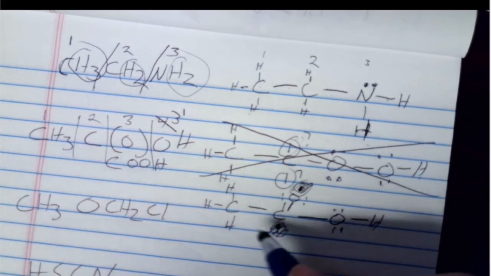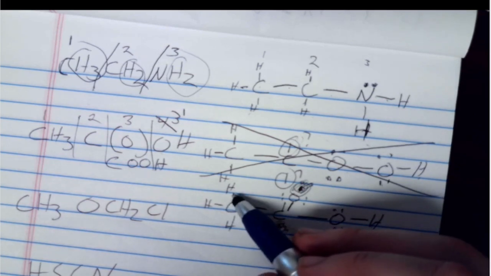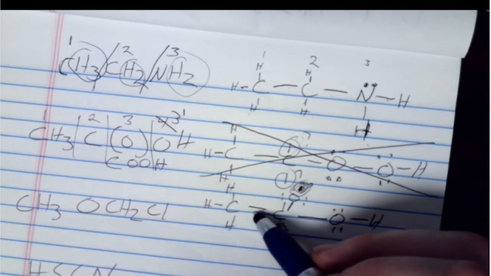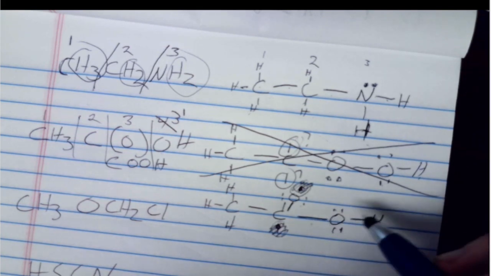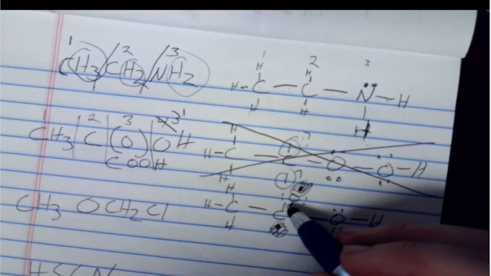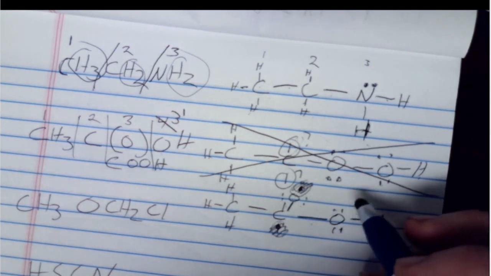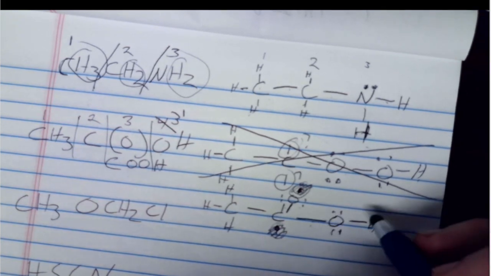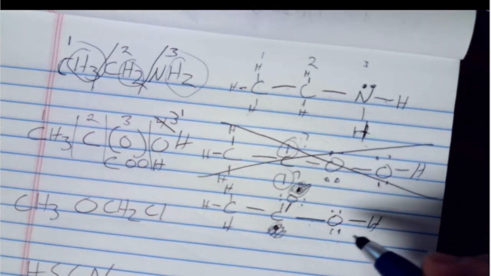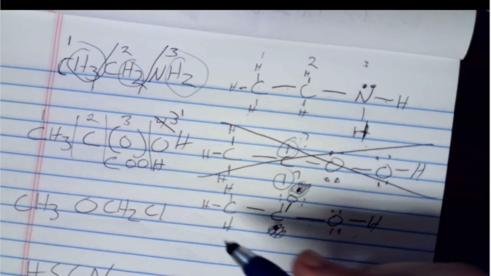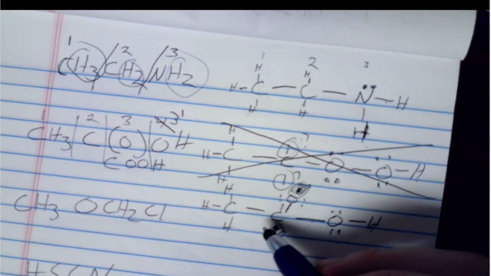And now what do we see? Carbon has 1, 2, 3, 4. This carbon has 1, 2, 3, 4. This oxygen has 1, 2, and 2 lone pairs. This oxygen has 1, 2, and 2 lone pairs. And so in this case, this is a structure that is more stable.